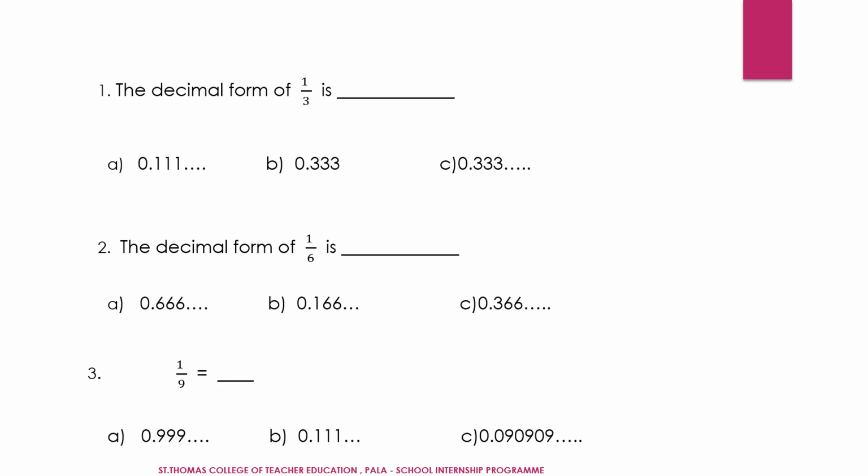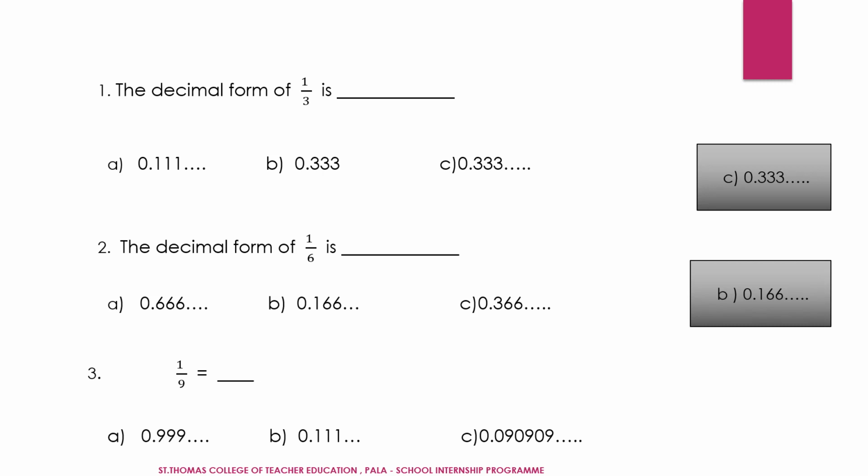Okay, here is your question. The first question is, the decimal form of 1 by 3 is? Yes, 0.333 etc. The decimal form of 1 by 6 is? Correct, 0.166 etc. What is the decimal form of 1 by 9? Exactly, it's 0.111 etc. Very good.